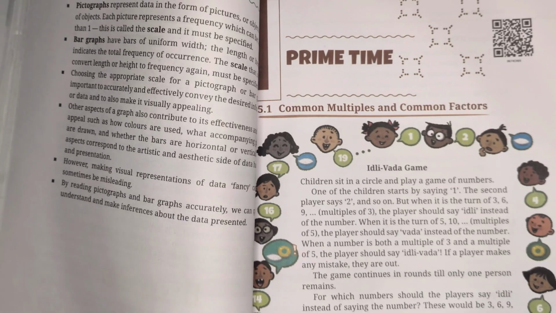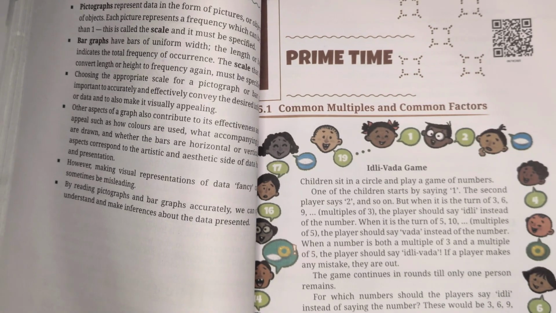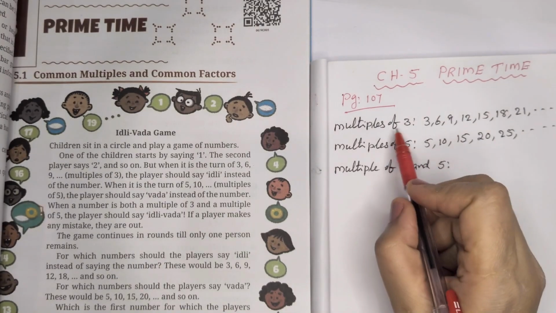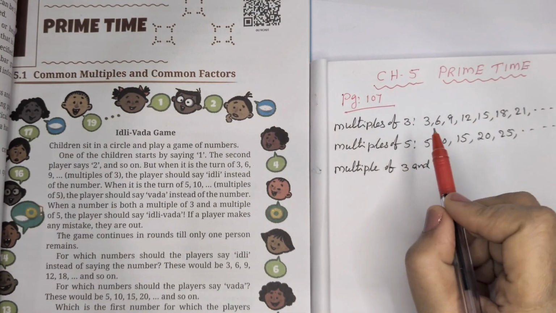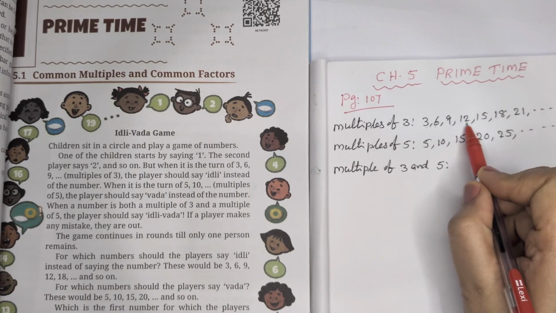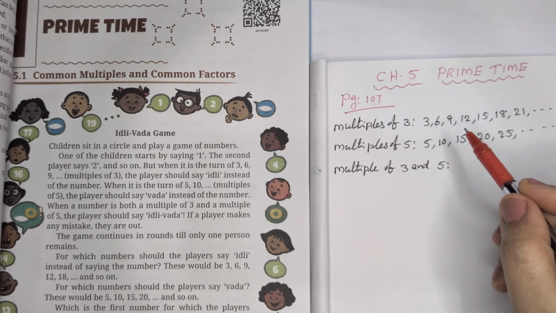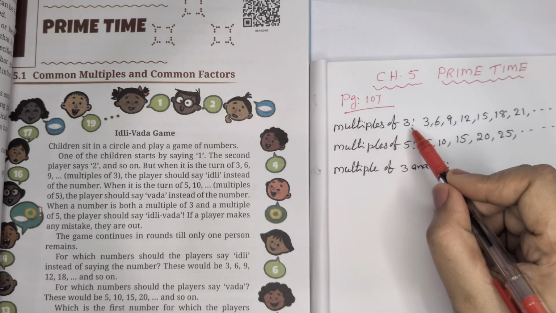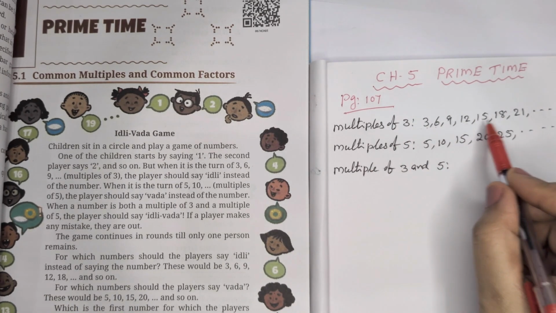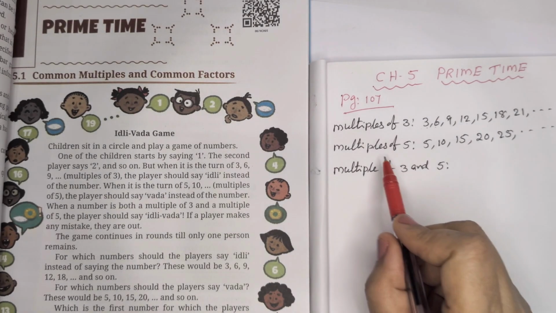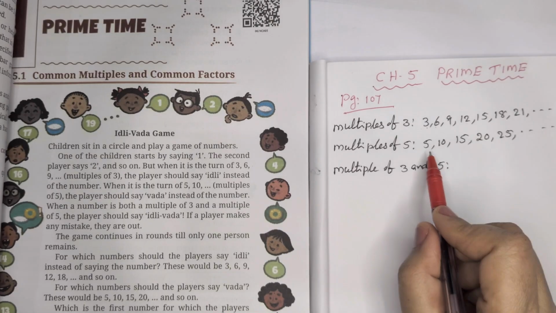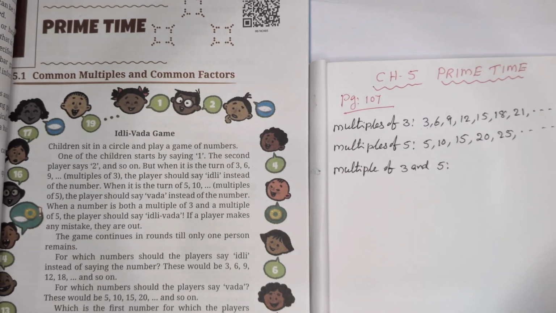So we can write the multiples of 3. Here multiples of 3 means the multiplication table of 3. We know that 3 1s are 3, 3 2s are 6, 3 3s are 9, 3 4s are 12. So whatever numbers come in table 3 are multiples of 3: 3, 6, 9, 12, 15, 18, 21, etc. In the same way, multiples of 5, the multiplication table of 5: 5, 10, 15, 20, 25, etc.